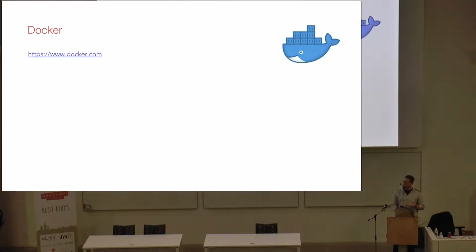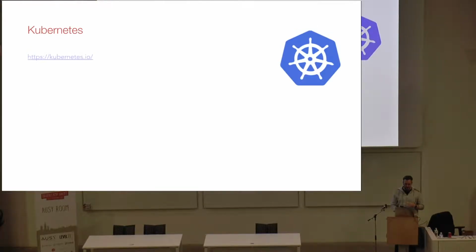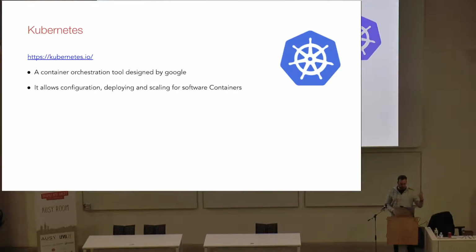Docker is actually just a tool to create and manage software containers. And containers are really like isolated processes, like an Nginx or a MySQL. And then Kubernetes is a container orchestration tool, which was designed by Google, and it allows configuration, deploying, and scaling of software containers.